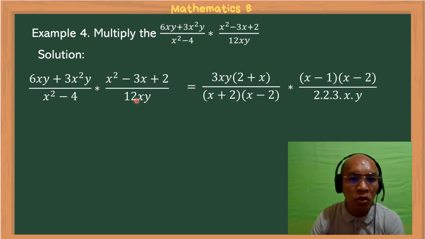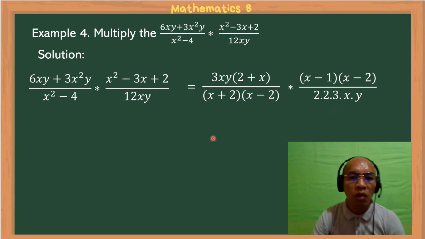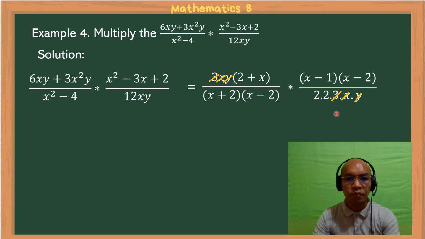So the denominator, 12xy, the prime factor of 12 is 2 times 2 times 3, and we just copy x times y. Then after which, we're going to cancel out the common factor. So 3 and 3 will be cancelled out. X and x also will be cancelled out. Y and y also cancelled out because they are common factors.